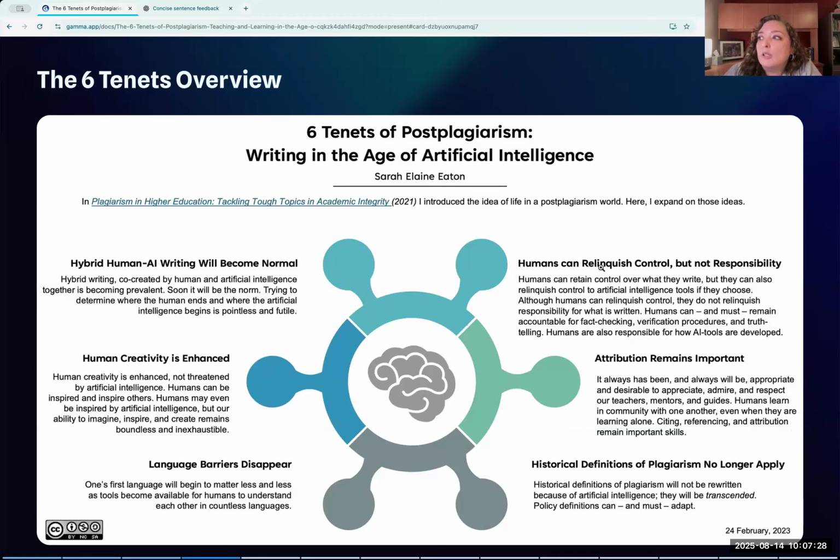Citing, referencing, and attribution remain important skills. And then humans can relinquish control, but not responsibility. Humans can retain control over what they write, but they can also relinquish control to artificial intelligence tools if they choose. Although humans can relinquish control, they do not relinquish responsibility for what is written. Humans can and must remain accountable for fact-checking, verification procedures, and truth-telling. Humans are also responsible for how AI tools are developed. So, just quickly, one by one here.